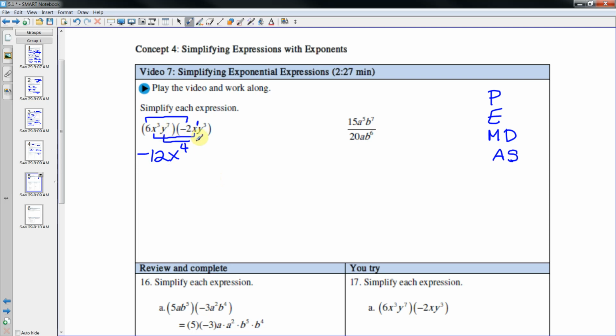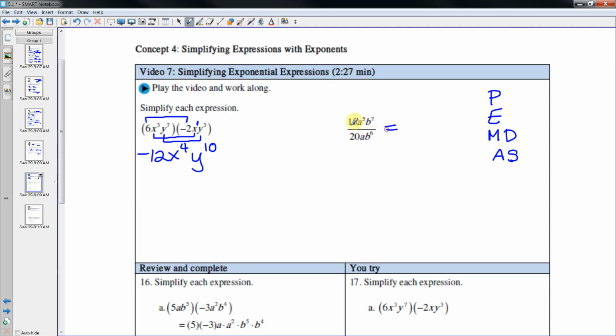And then I have a y to the 7th and a y cubed. 7 plus 3 would give me y to the 10th. So multiply the numbers, because this is not a subtraction problem, because I have 2 parentheses. Multiply my numbers and then add the exponents in my variables.